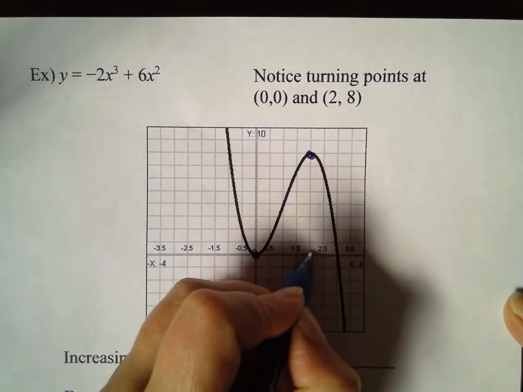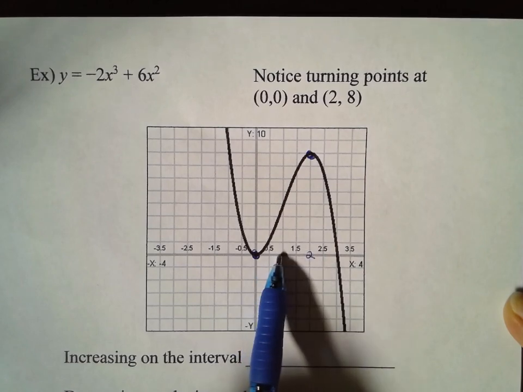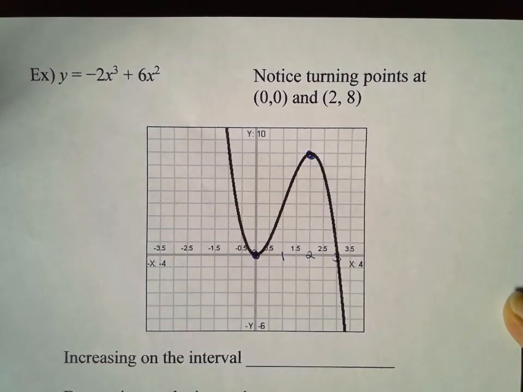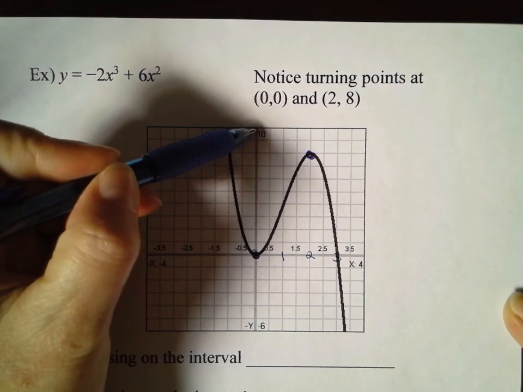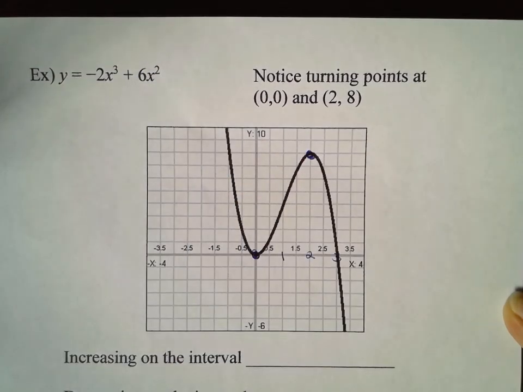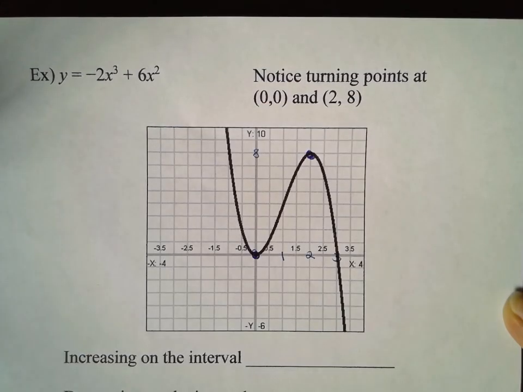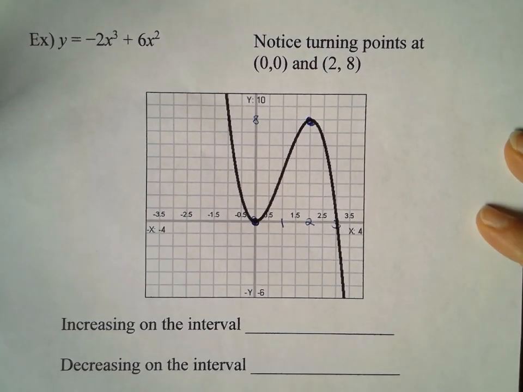I've got an interesting scale here, so the x-axis is marked off in increments of a half, and the y-axis I guess is just in intervals of 1. So this would be 8 up here. Okay, so the question is, where is this graph increasing and decreasing? Same idea, we want to describe it in terms of the x values using interval notation.